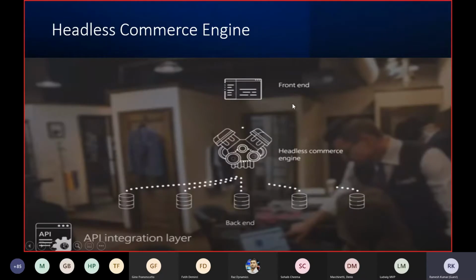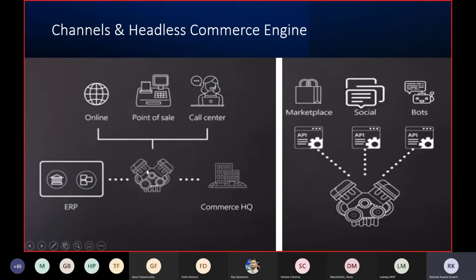So we'll look into the headless commerce engine. The headless commerce engine is an API integration layer that integrates all the data from the sources, and it connects the backend and frontend. Here you can see the headless commerce engine is connected to Commerce HQ and ERP, and it serves all the retail channels like online and point of sale. Also, it connects the marketplace, social media, and bots through its APIs.